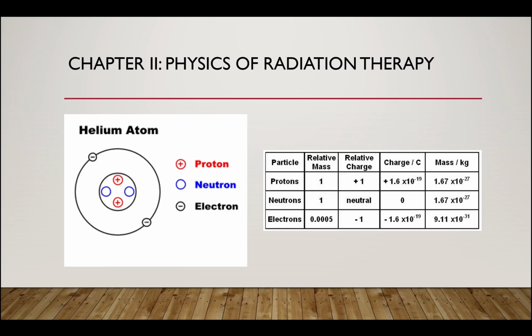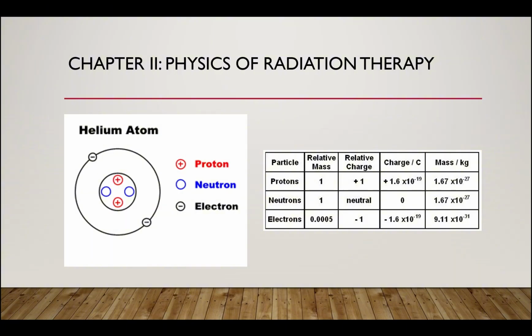Okay, so let's talk about the atom. The atom is the smallest unit of matter and it possesses the physical and chemical properties of the elements. The atom is composed of a positive core, which is called the nucleus, and three fundamental particles. Okay, we have the proton, the neutron, and the electron.